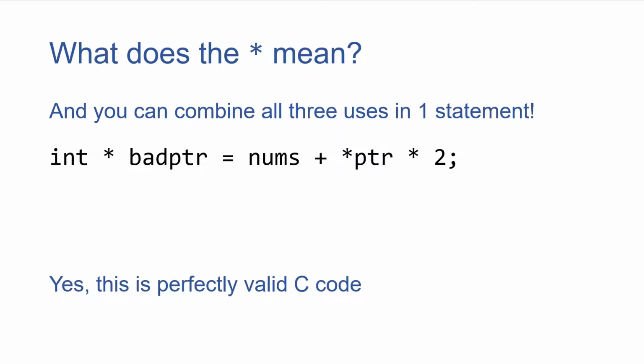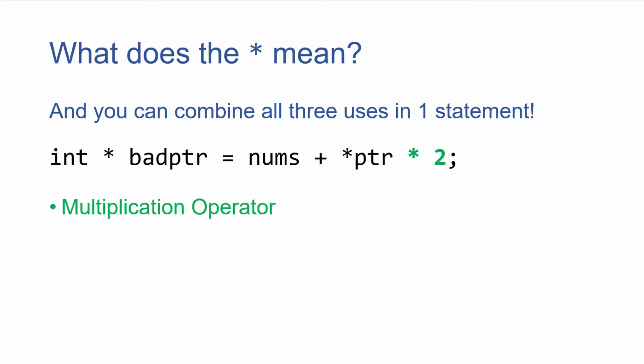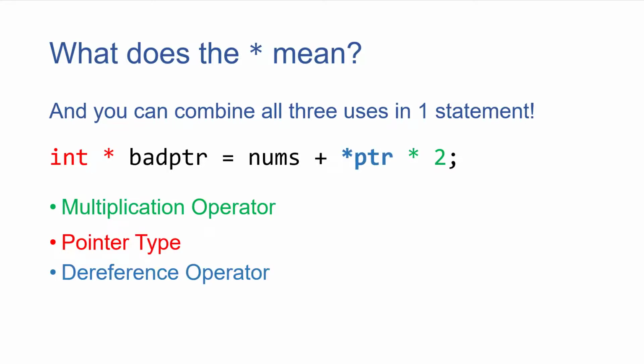I would argue that it's not good C code because in general, you want to try to do one thing per statement. You don't want to do too much on one single line. It just makes your code harder to read. So in this particular statement, we're using the asterisk as the multiplication operator. We're using it as a pointer type, and we're using it as the dereference operator. So we're using it all 3 ways in one statement. Again, this is not good code, but it is possible to do it all in one line.